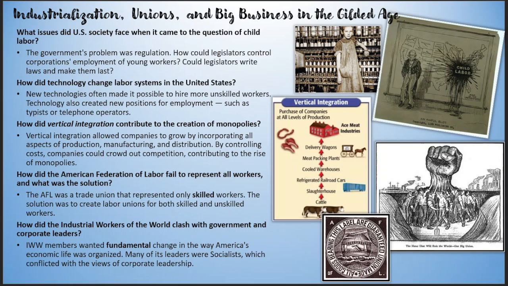Then another union, the Industrial Workers of the World, clashed with government and corporate leaders because IWW members wanted fundamental change in the way America's economic life was organized. They were not pro-capitalism. Many leaders were socialists, which conflicted with the views of corporate leadership.